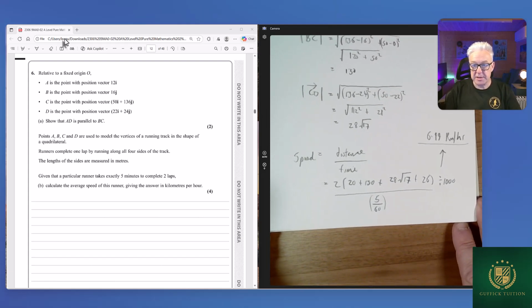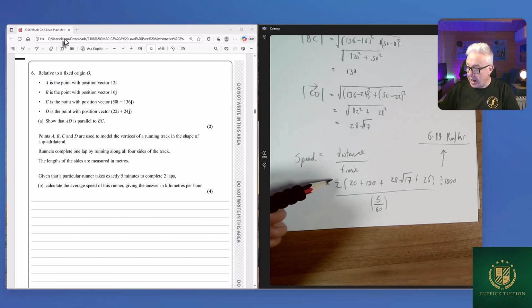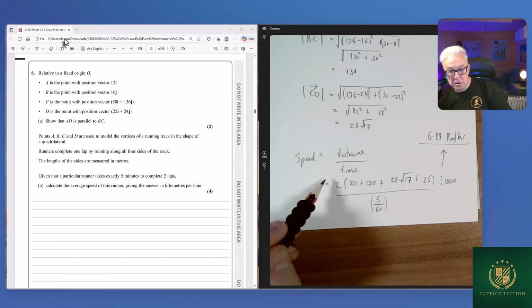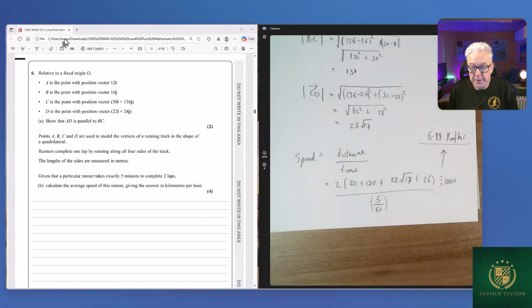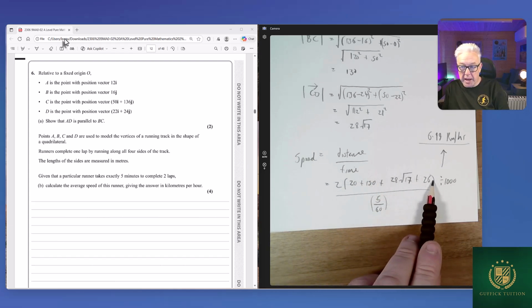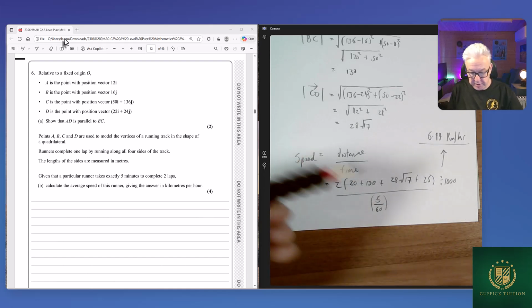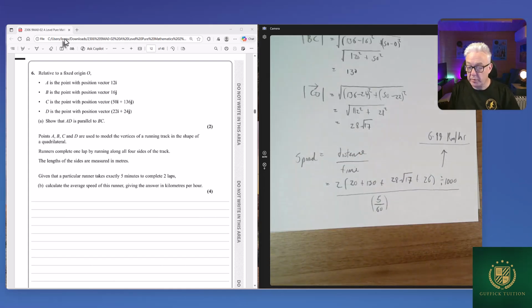Now, speed is distance divided by time. For the total distance, the runner runs 2 laps of this track, so it's going to be 2 lots of all of those added together. And we've got to divide it by the time. The only thing to be careful of here is the way that it says give your answer in kilometers per hour, and all of these distances are in meters. So we add them all up to find out how many meters for one lap, double it because the runner runs 2 laps, and I've divided by 1,000 to change that into kilometres.